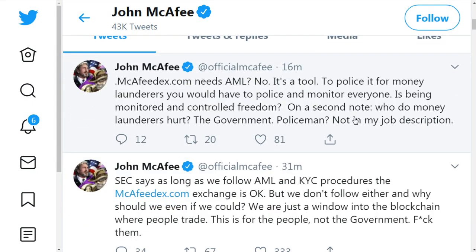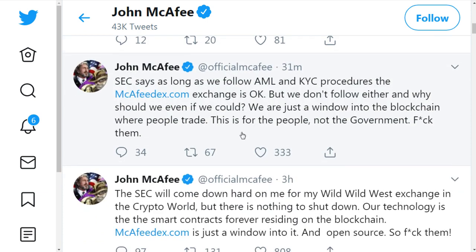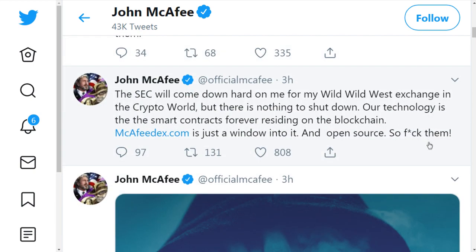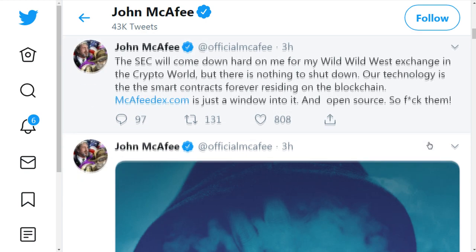I'm going to talk about McAfee DEX. This is a decentralized exchange launched by none other than John McAfee, who is the creator behind the popular McAfee antivirus security software. He is very much pro-crypto and believes in taking away the control from the government. He believes in freedom from government control.